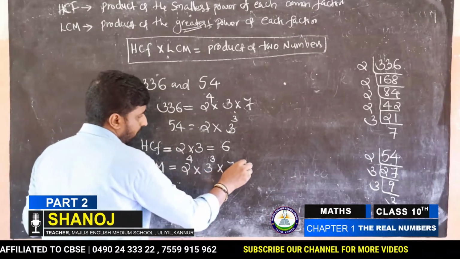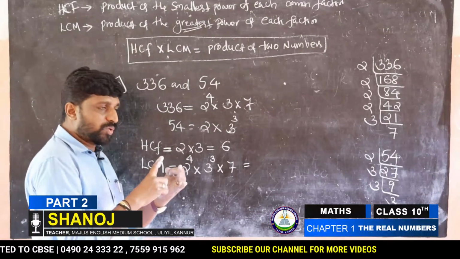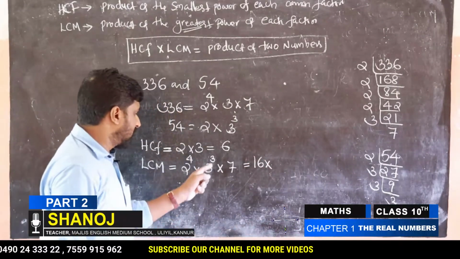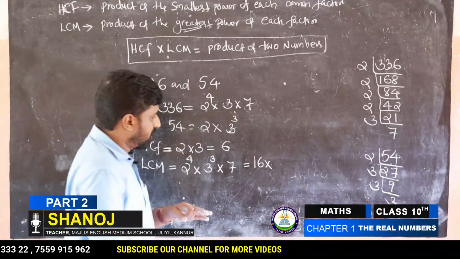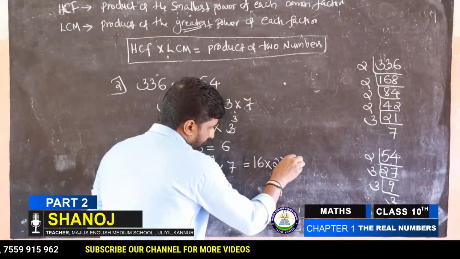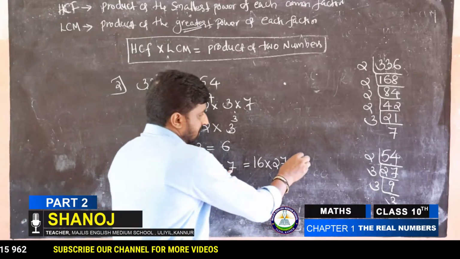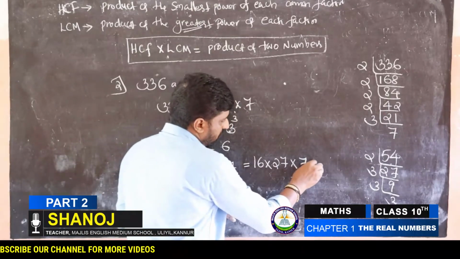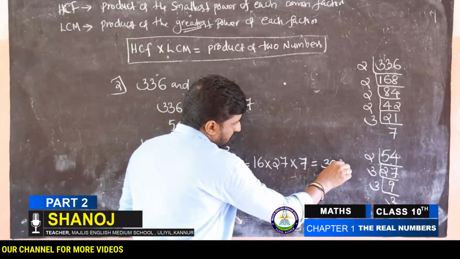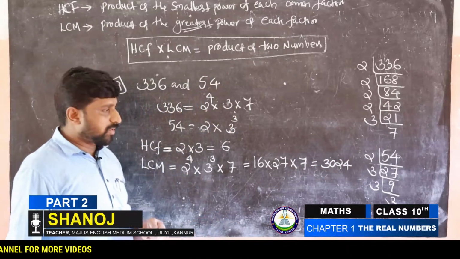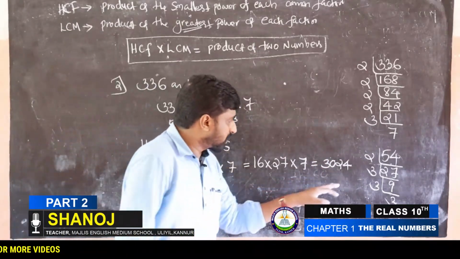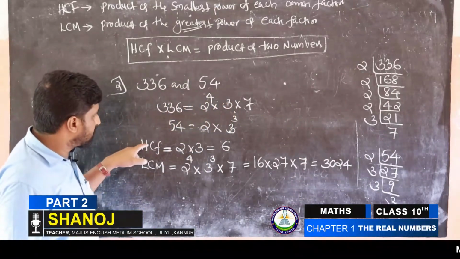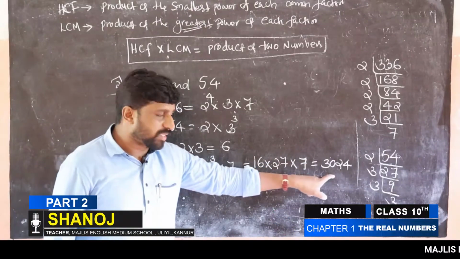Okay. Now 2 raised to 4 means 2 into 2 into 2 into 2, that is 16. Then 3 cube means 3 into 3 into 3, that is 27, into 7. Okay, when we multiply this all, we got the answer 3024. After multiplication of this, that is LCM. Then HCF is equal to this one and LCM is equal to this 3024.